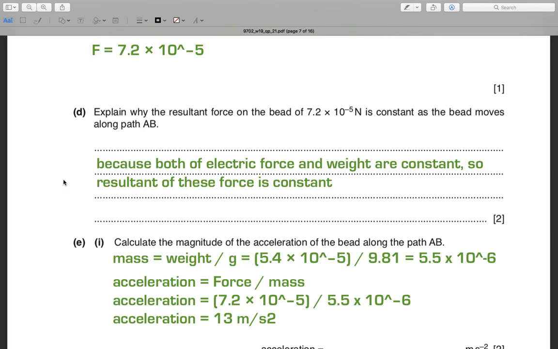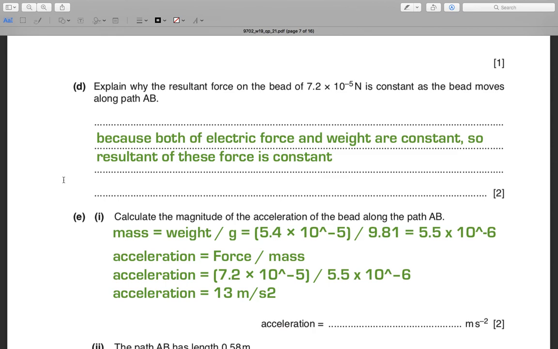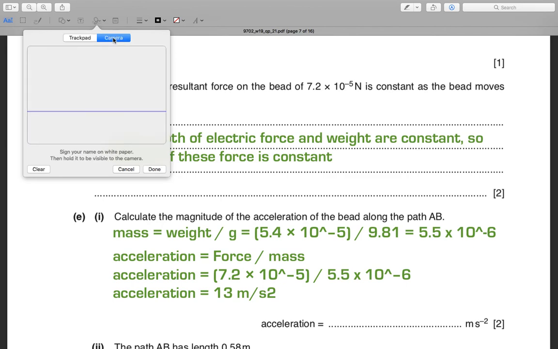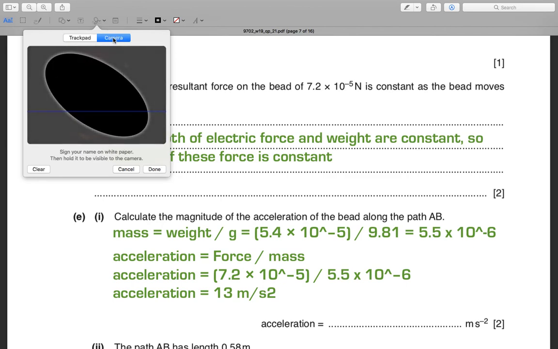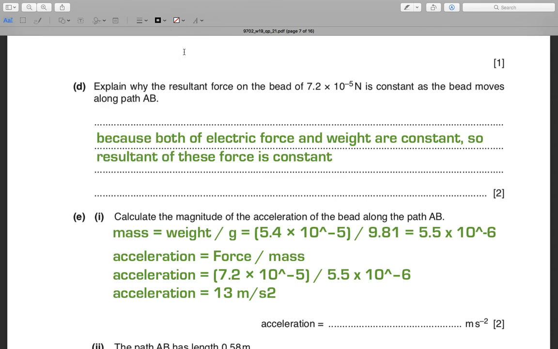Calculate the magnitude of acceleration of the bead along path AB. We know mass equals weight over g, with the weight as 5.4 times 10 power minus 5 as known before, and gravitational acceleration is 9.81. We calculate this and the mass becomes 5.5 times 10 power minus 6 kilograms.